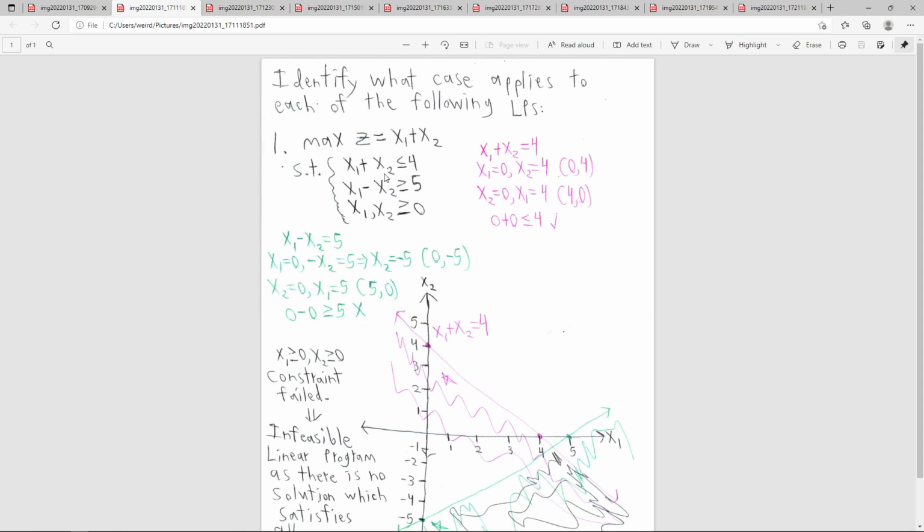x1 minus x2 equals 5. With x1 at 0, negative x2 equals 5, so x2 equals negative 5. With x2 equals 0, x1 equals 5. So you have (0, -5) and (5, 0) as your intercepts for the green. 0 minus 0 is greater than or equal to 5 is not true, so the point (0, 0) is not included.